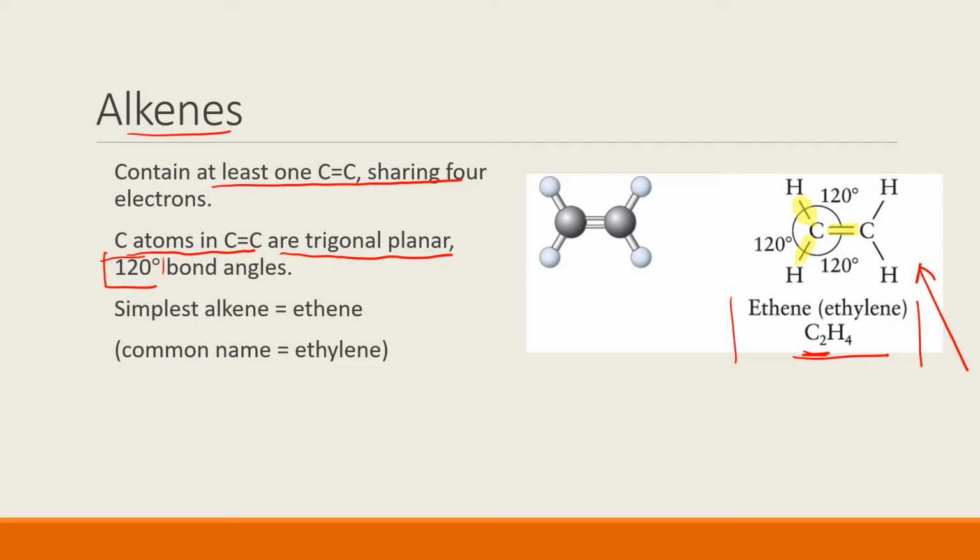The ball and stick model of our simplest alkene, which contains two carbon atoms, is shown here. The name of this alkene is ethene. It is also known by its common name, ethylene. So ethylene is its common name, whereas the standard name is ethene.